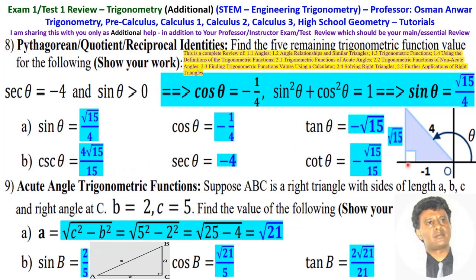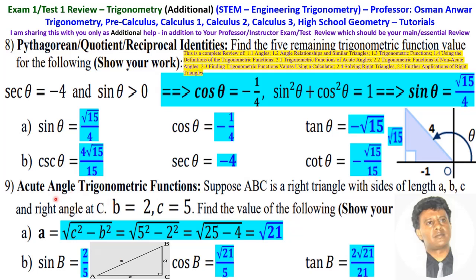Tan theta is square root of 15 over minus 1. It is opposite over adjacent, which is minus square root of 15. Cotan theta is the reciprocal of this, which is minus 1 over square root of 15. Multiply top and bottom by the conjugate square root of 15, then you get minus square root of 15 over 15.